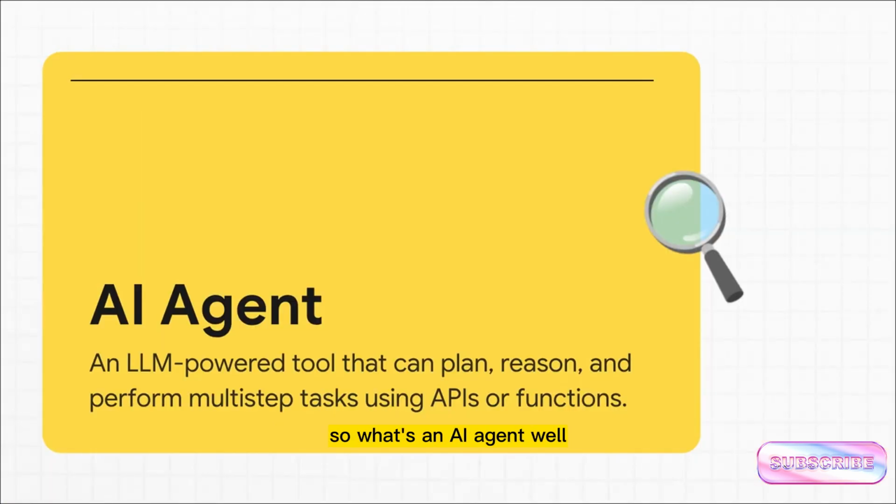So what's an AI agent? Well, think of it as an LLM with a tool belt. It can look at a complex task, create a plan, and then actually use tools, like calling an API or searching the web to get the job done all by itself. It's the huge leap from a simple chatbot to a true autonomous assistant.